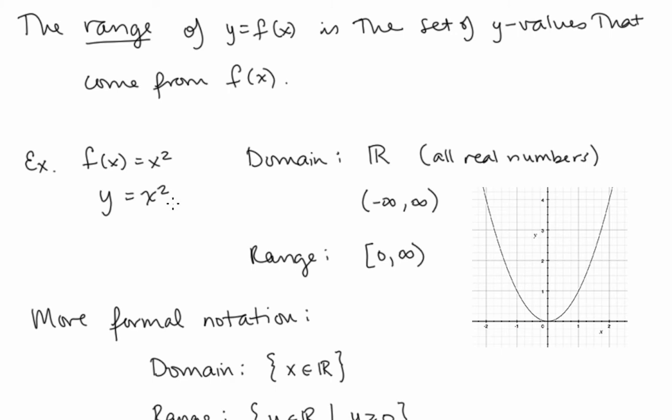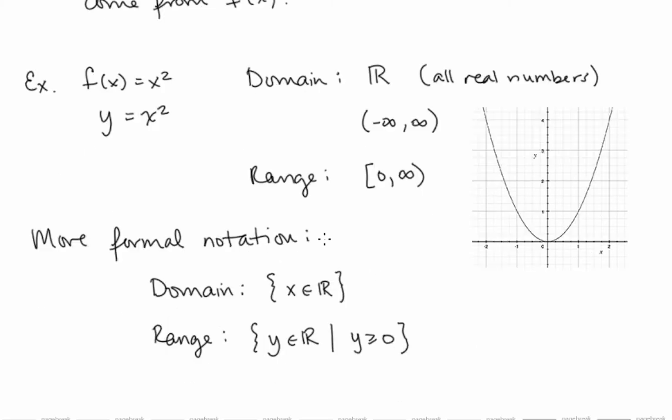But let's think about our range. What kind of y values come out of this function? Our y values are the x values squared. So our y values are all the real numbers that are 0 or positive. So we can write that as the interval 0 to infinity closed on 0, meaning we're including y equals 0. More formal notation for the domain and range would look like the domain is a set of x values in the real numbers, and the range is a set of y values in the real numbers such that y is greater than or equal to 0.